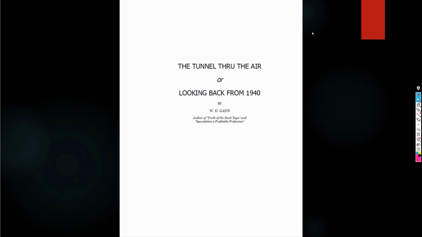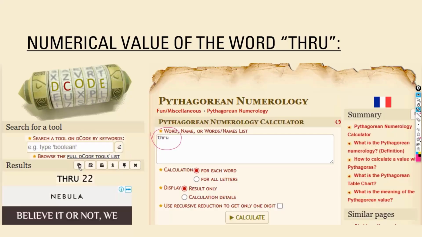First of all, do you see any error or mistake in the title? Yes, the word through, right? Now, if you search for the value of the word through in Pythagorean numerology, that's what you get. 22 is the master number.